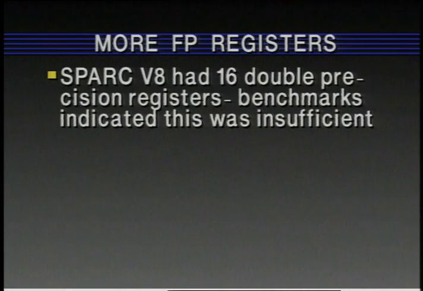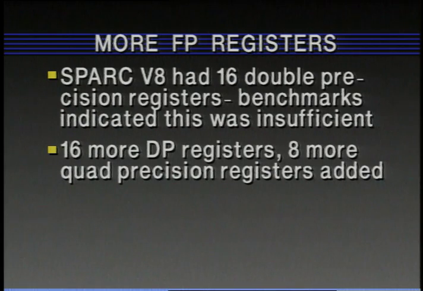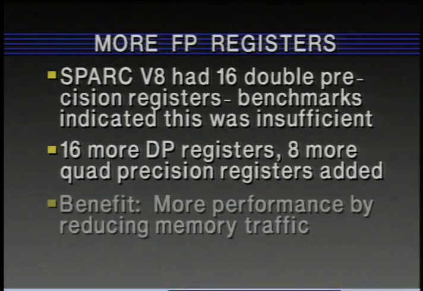We made some other changes in the architectural structure of SPARC. The version 8 SPARC had 16 double precision floating point registers. A small number of key benchmarks indicated that 16 registers was really insufficient for double precision operations. So we added 16 more double precision registers, which for the benchmarks we were looking at seemed to provide a sufficient number of registers. This also gave us an additional 8 quad precision, that is to say 128-bit, floating point registers. The real benefit here is we're going to get increased performance by reducing the amount of memory traffic because we're keeping more values in registers.